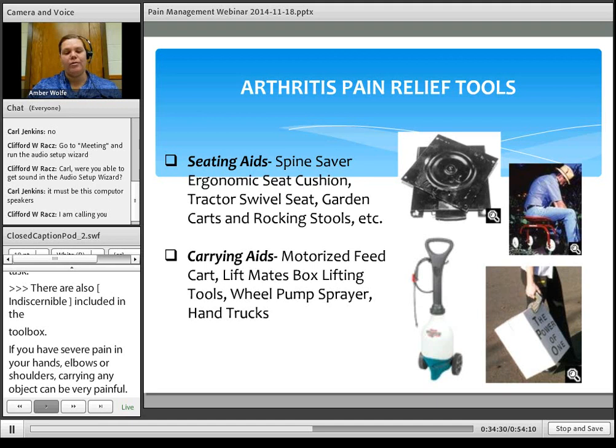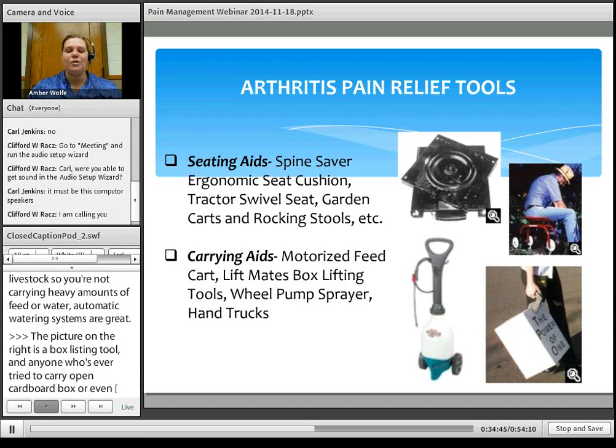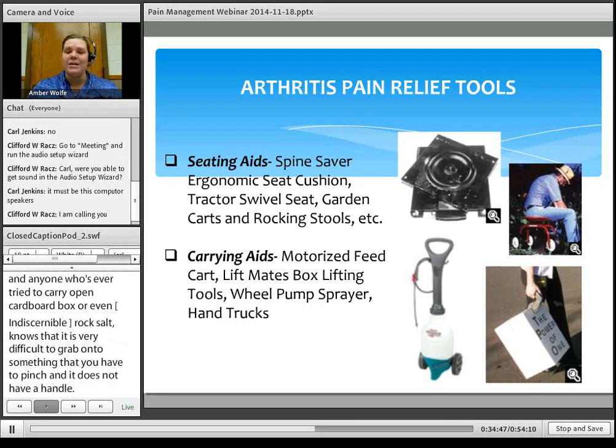The picture on the right is a LiftMates box lifting tool, and anyone who's ever tried to carry an open cardboard box or even bags of things like rock salt or livestock feed knows that it's very difficult to grab onto something that you have to pinch and that doesn't have a handle. This gives you the option of putting a handle on those items. Very inexpensive tool to be able to use, but it goes a long way towards pain management of the arthritis in those joints.